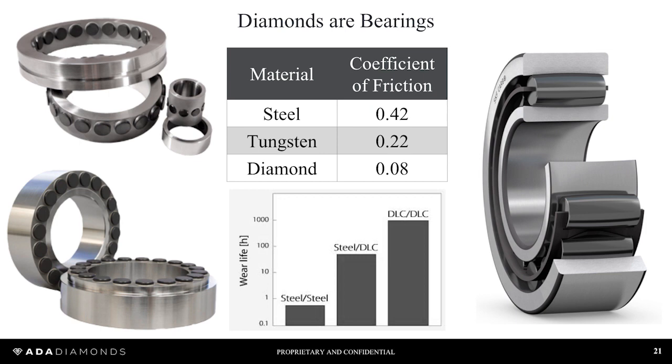Diamonds are also bearings. This is a little counterintuitive. You think diamond, you think grit, you think abrasive. It turns out that if you polish a diamond, it has an extraordinarily low coefficient of friction, much lower than the coefficient of friction of metal.